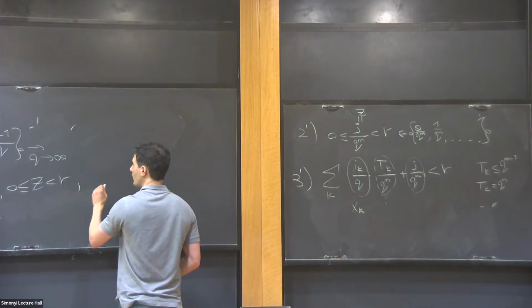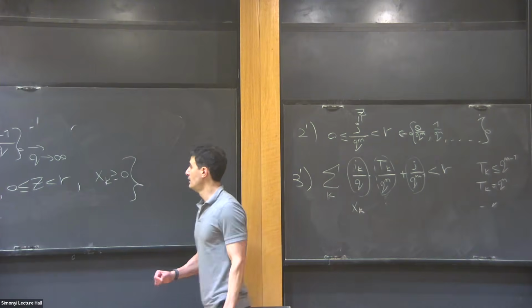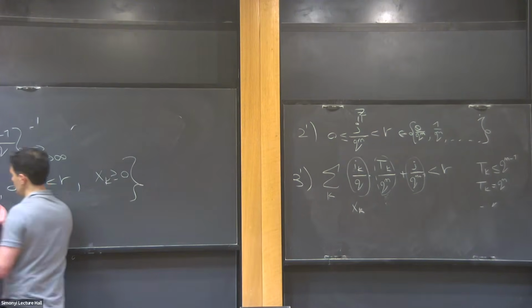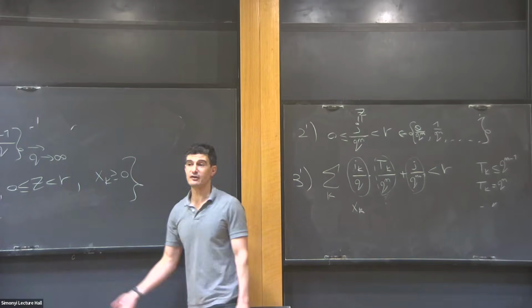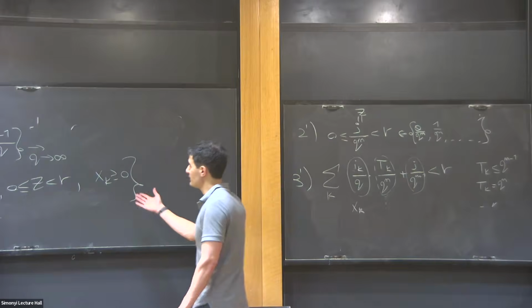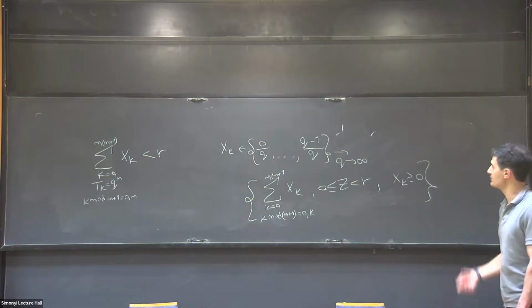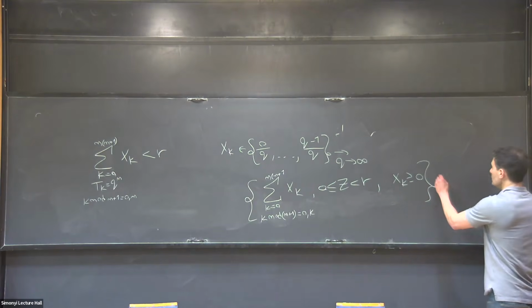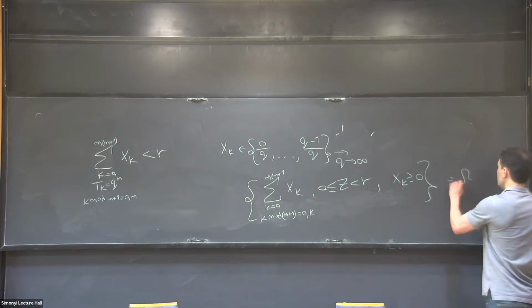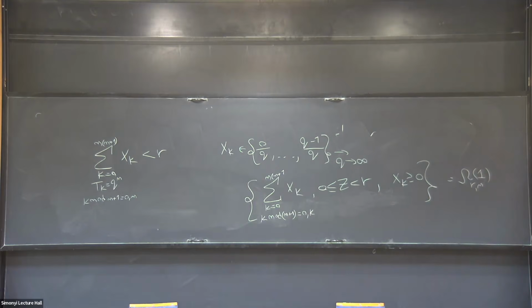And also the xk are greater than 0. So basically this is a polytope defined by these variables, and we're trying to estimate the volume. The volume gives you an estimation of the number of pairs ij that satisfy the condition. And when you solve this, you see that the volume actually equals omega of R. Okay, that's basically the proof.